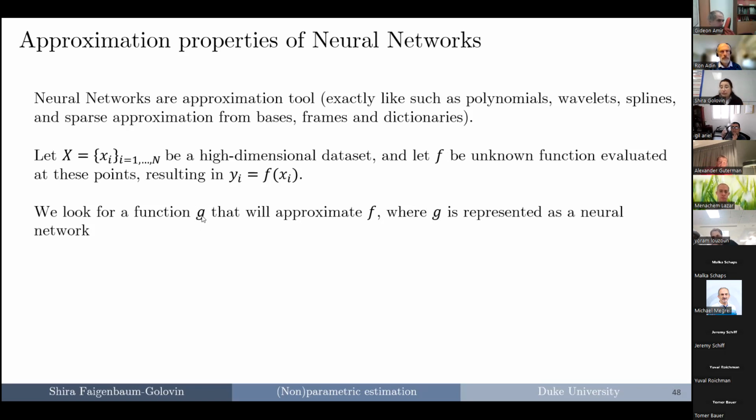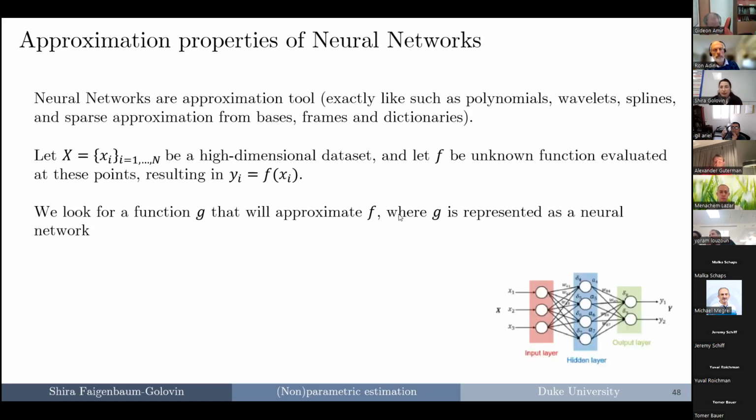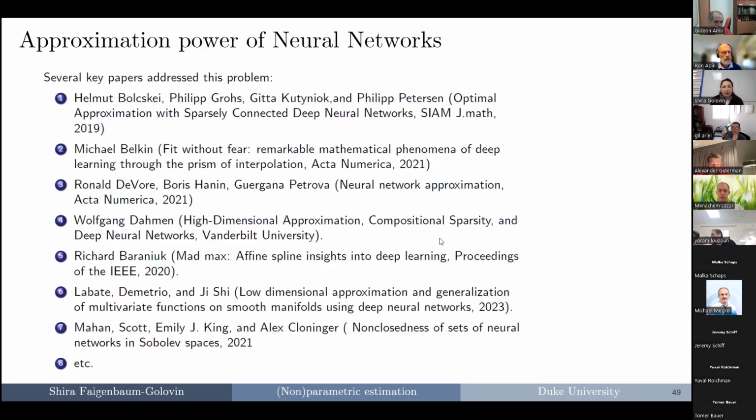Let's think about the function g that will approximate some unknown function f. Some people like to draw it in a very complicated way, but it's nothing more than a combination of different nonlinear functions. So in that case, we ask ourselves: what is the set of functions that can be approximated by those neural networks?